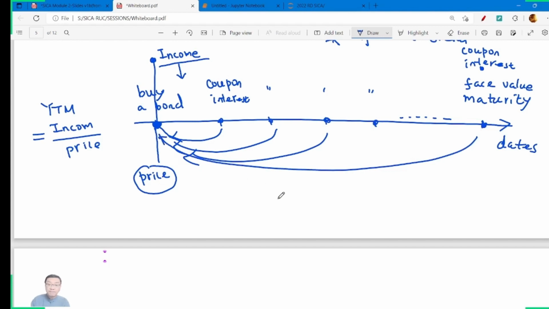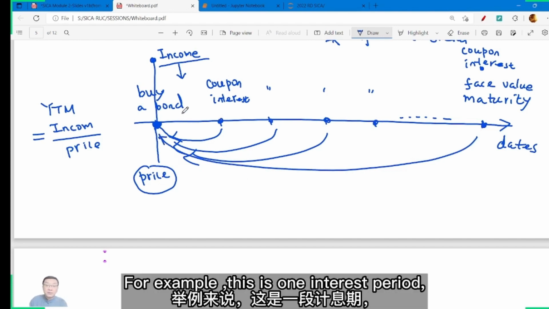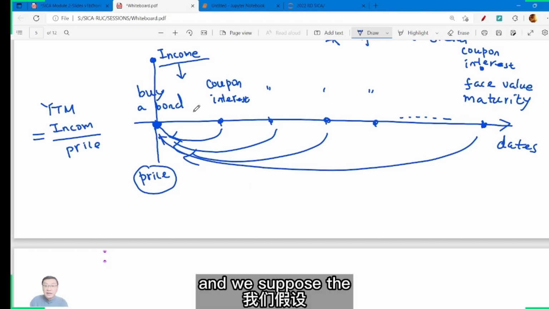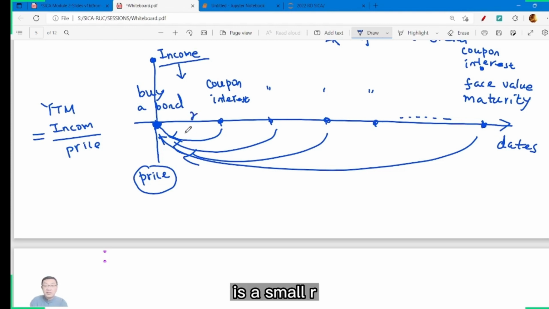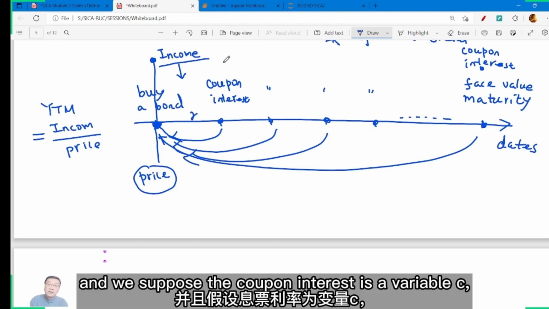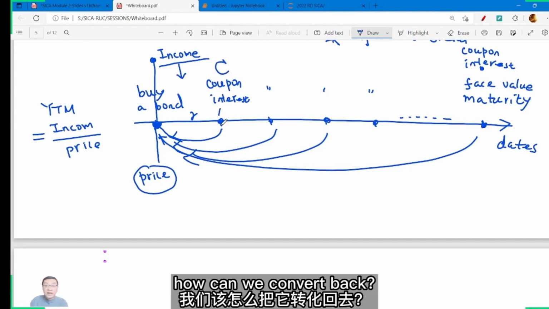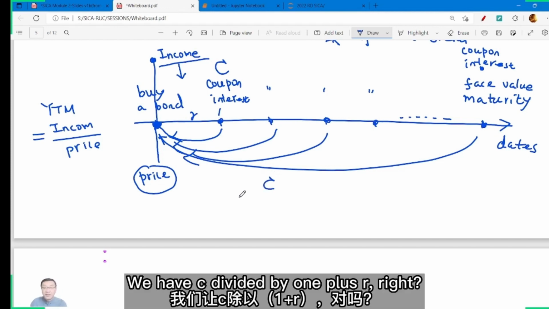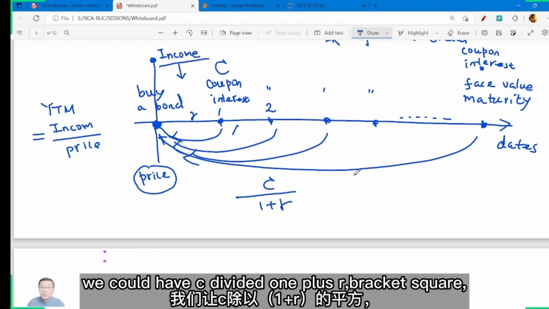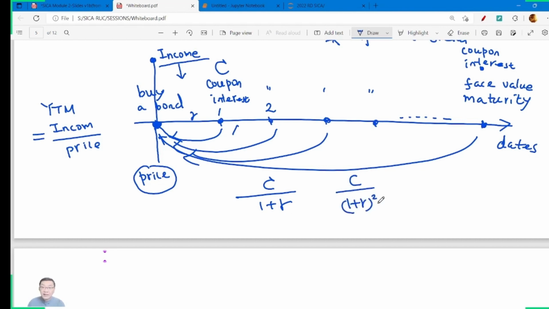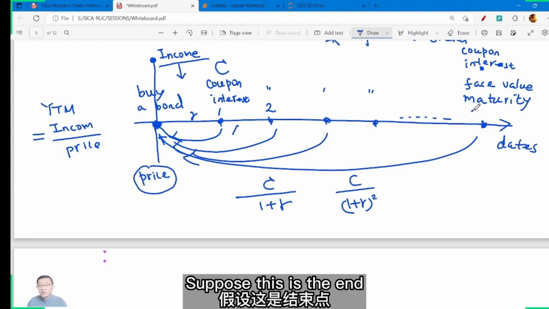How do we convert this? For example, this is one interest period, and we suppose the market interest rate, or the discount rate, is a small r, and we suppose the coupon interest is a variable C. So for this one, how can we convert back? We have C divided by (1 plus r), right? And for the second coupon time, we have C divided by (1 plus r) squared, right? Suppose this is N.